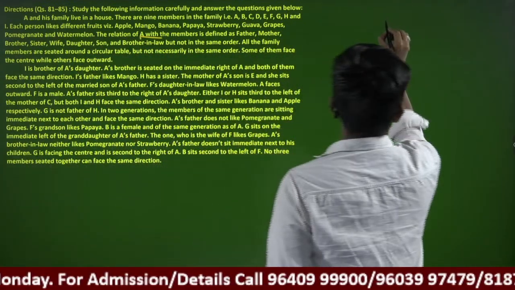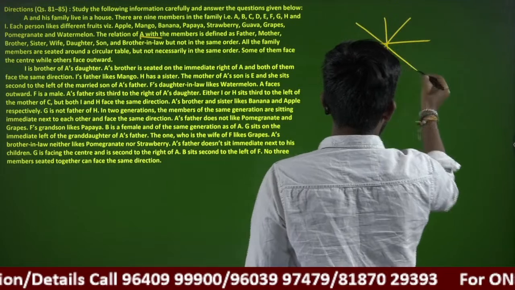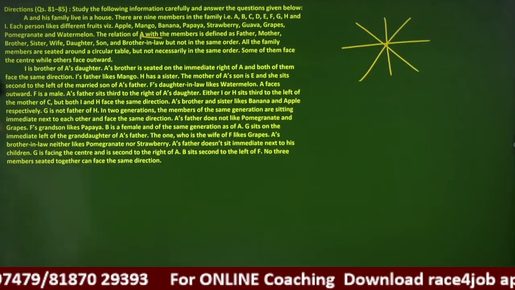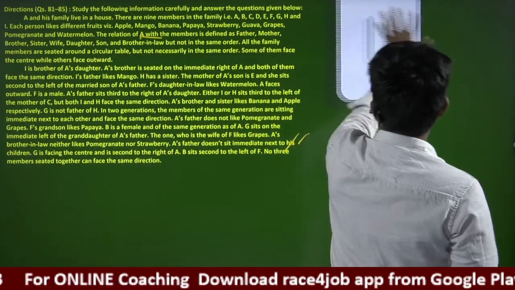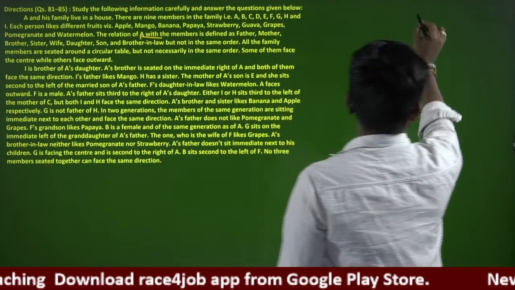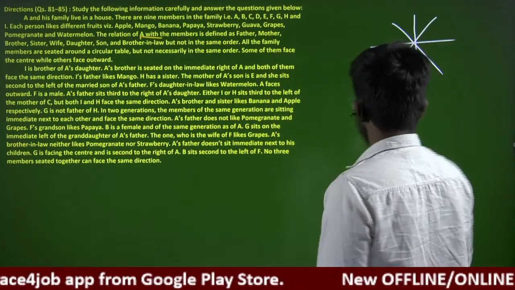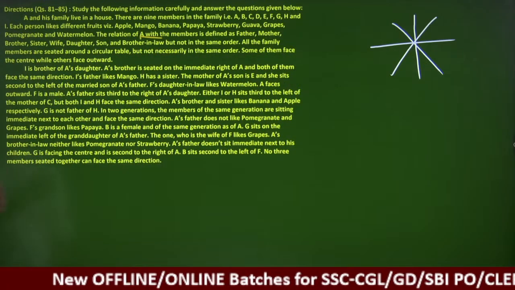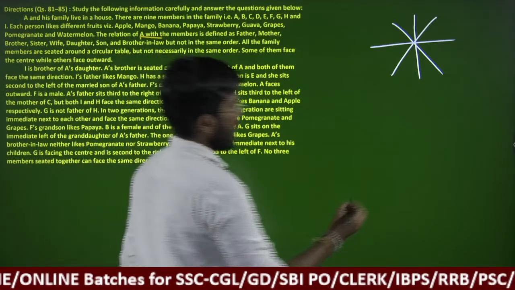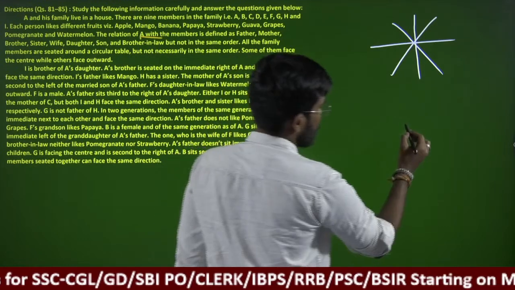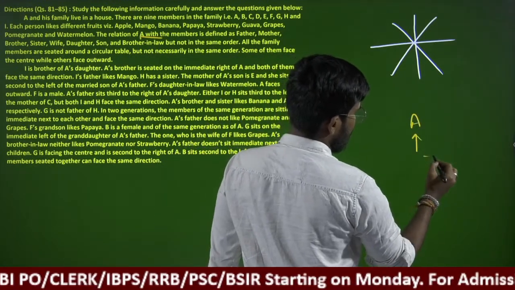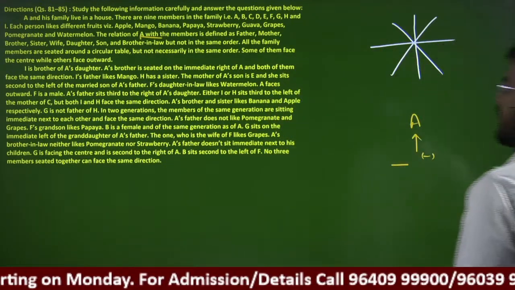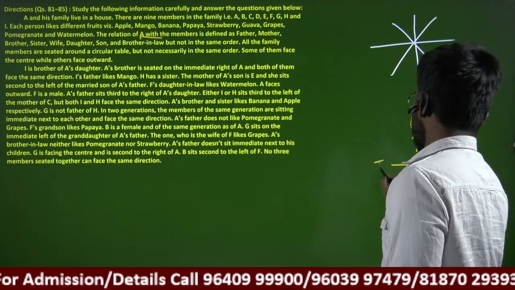Okay, let's see total members. 8 members are sitting at a circular table, and some of them are facing the center and some of them are facing outward. We don't know what the data is and who is facing the center and who is not. Let's write the data here. First, I is the brother of A's daughter, meaning who is A's daughter's brother? I is the brother of A's daughter.